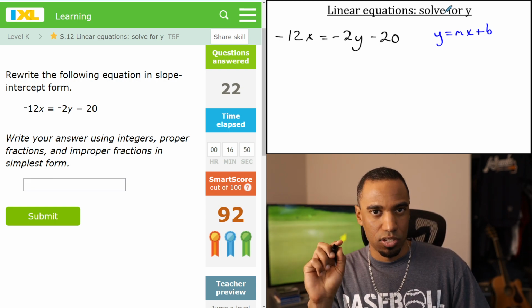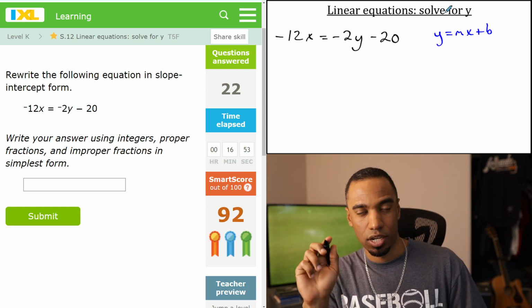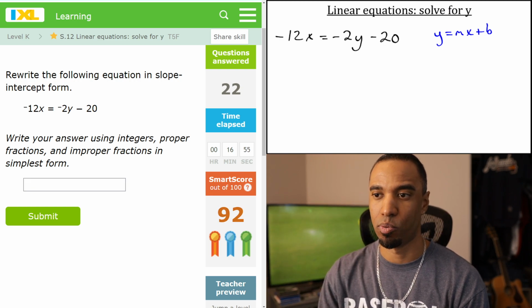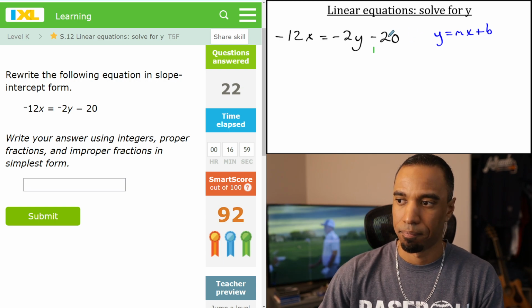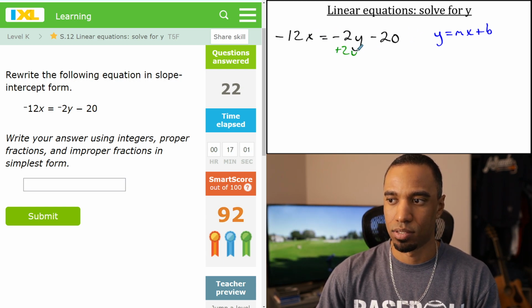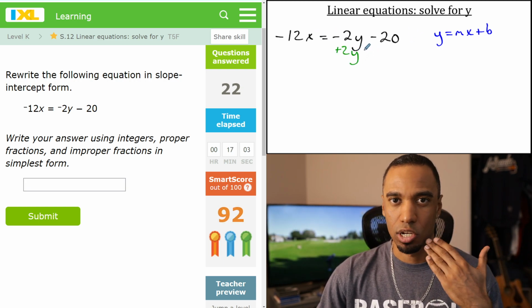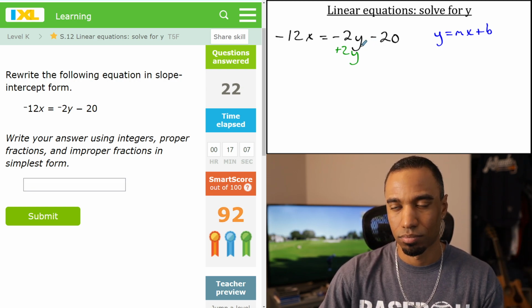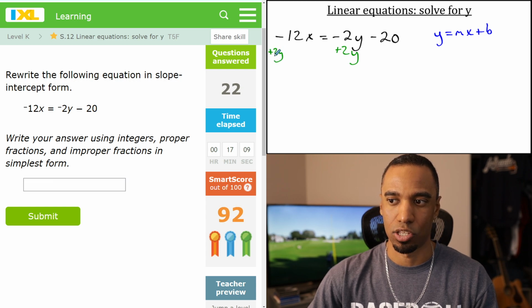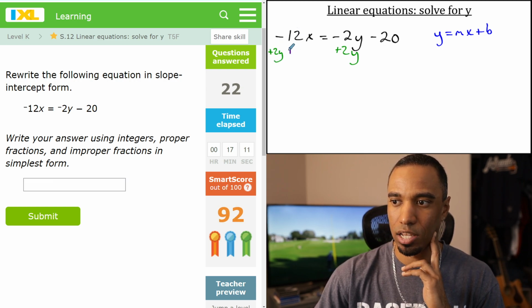People might not understand the logic behind this strategy here. Most people would say, if we want to get y by itself, let's add 20 to both sides. I'm not going to do that. I'm going to add 2y to both sides because I want my y term on the left side, and I want my y term positive. So I'm going to add 2y here. Meanwhile, I'll just go ahead and add 12x to this side.